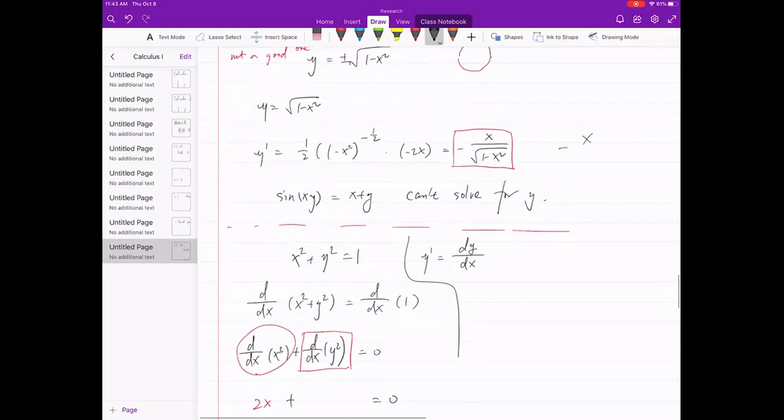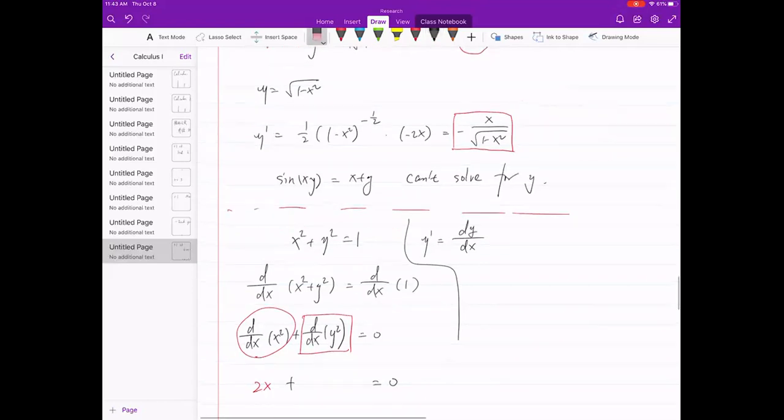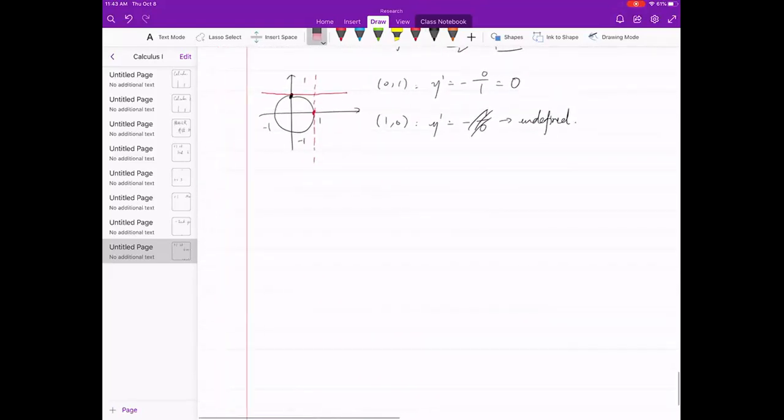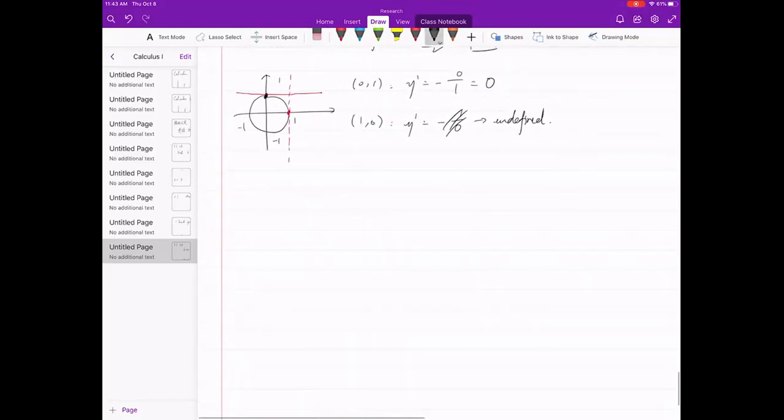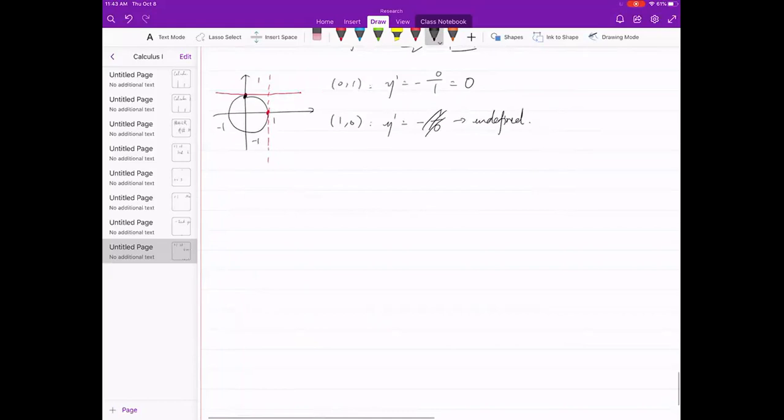By the way, do you realize this is what we have from implicit? This is what we have from the explicit. Do you realize they are the same thing? Because y equals square root of 1 minus x squared. Because it's on the circle. Okay, so you receive the same thing, no matter what. All right. That's it. Let's try some examples.